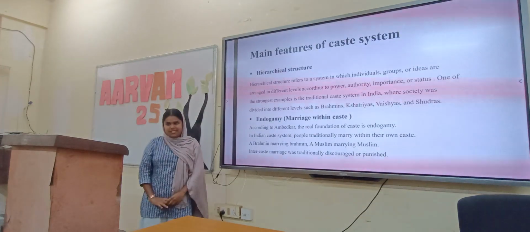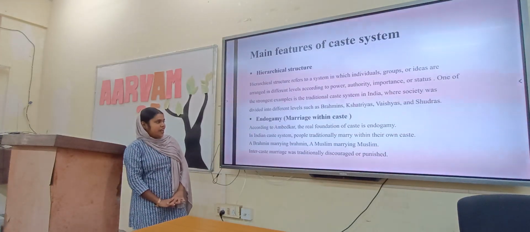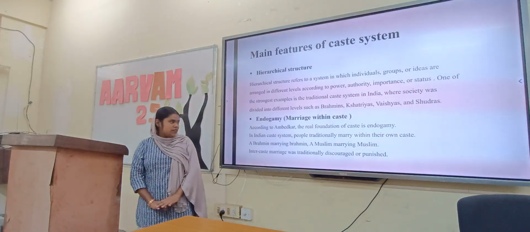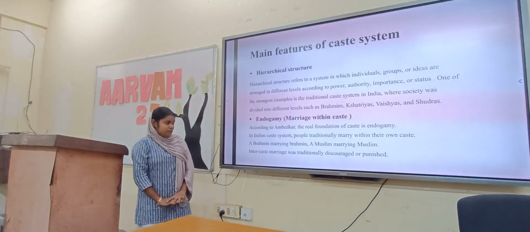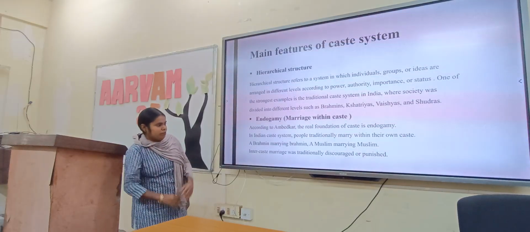Endogamy, marriage within caste. According to Ambedkar, the real foundation of caste is endogamy. In the Indian caste system, people traditionally marry within their own caste. Brahmins marry Brahmins and Muslims marry Muslims. Intercaste marriage was traditionally discouraged or punished.